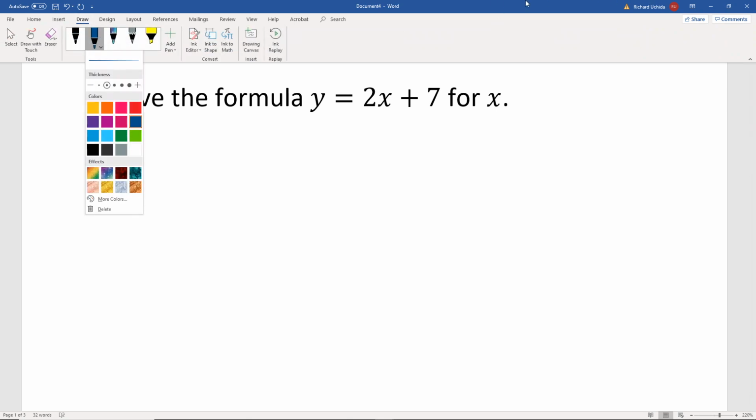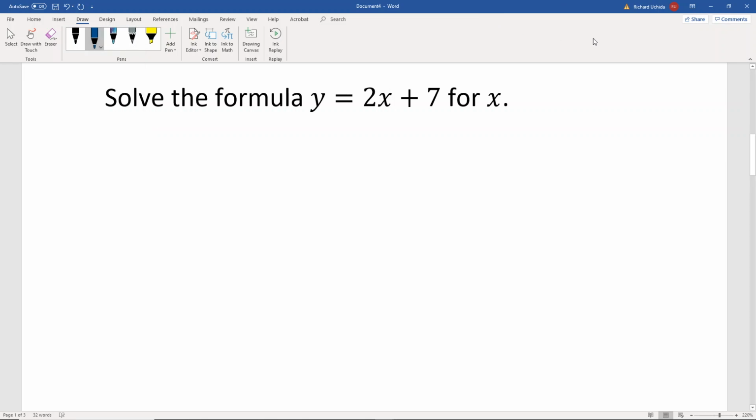So in this case, we have to solve the formula y equals 2x plus 7 for x. What we want for the final answer is to get x by itself on one side, everything else onto the other side. So we have y equal to 2x plus 7. The only x is in the 2x term. So I'm going to get that 2x term by itself first, so I'm going to subtract 7 from both sides of the equation. So we get y minus 7 equals 2x.